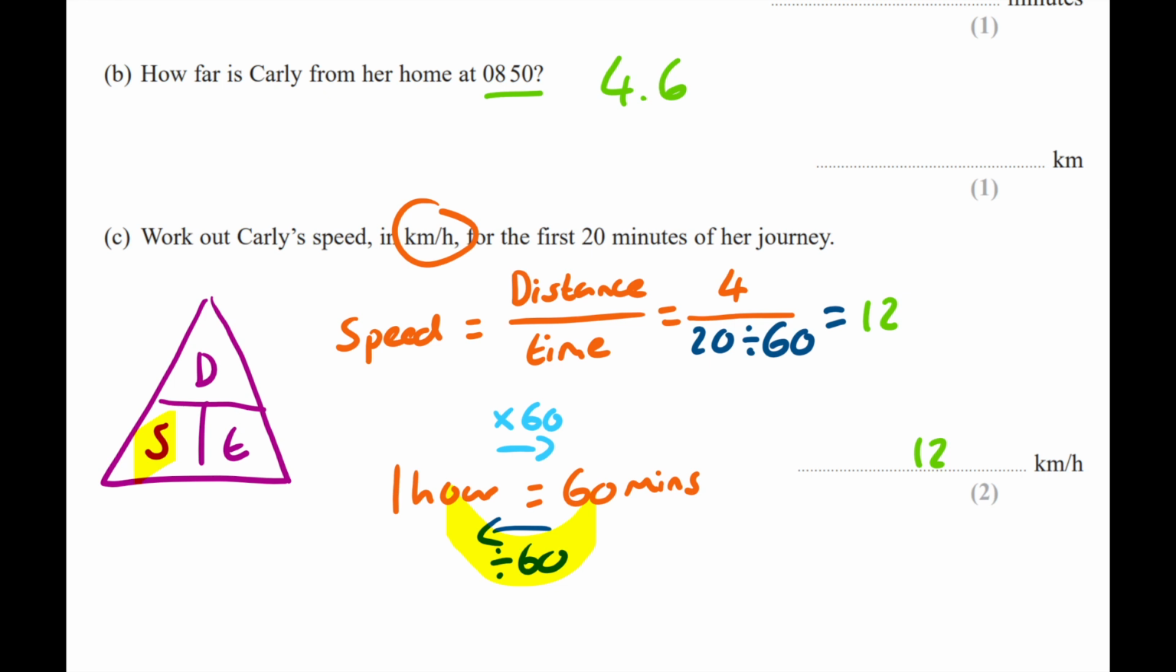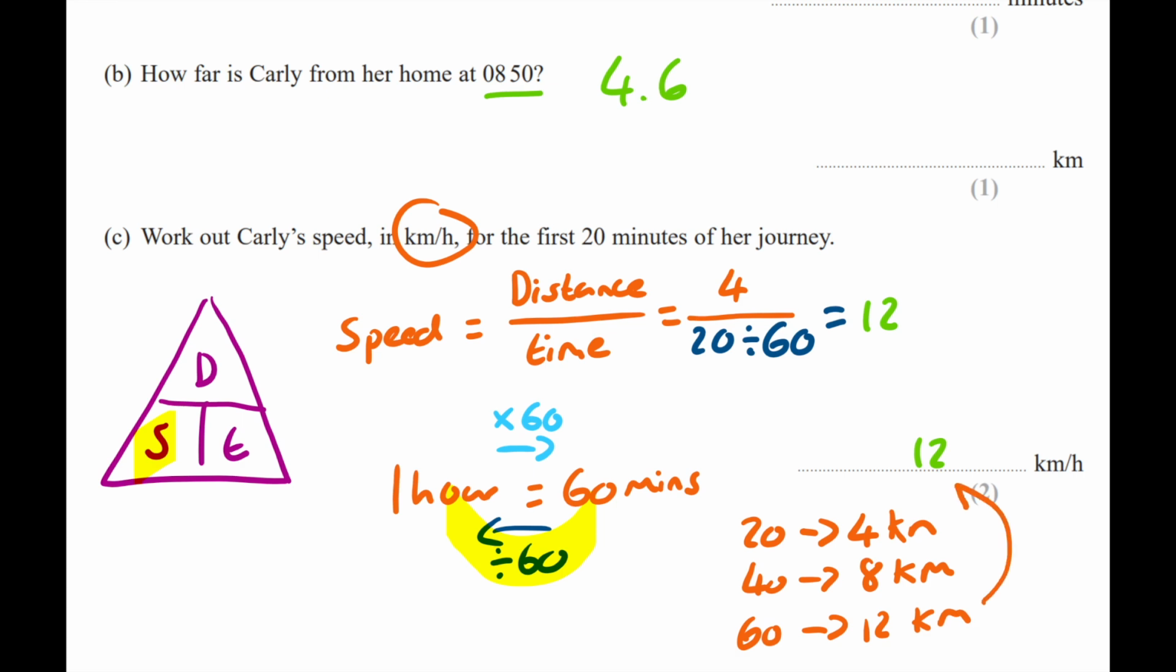A way to think about it: if she's doing 4 kilometers in 20 minutes, then in 40 minutes she would cover 8 kilometers, and in 60 minutes she would cover 12 kilometers. So you still get to that 12 kilometers.